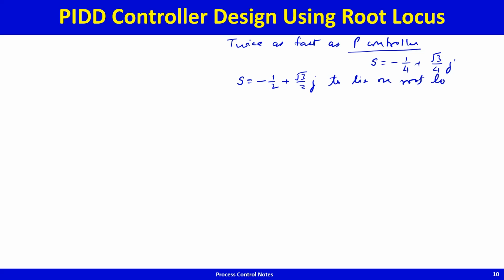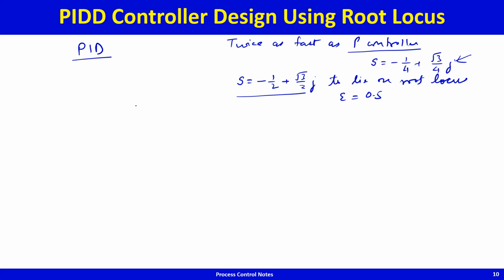So this point, if it lies on the root locus, it will be twice as fast as the P controller dominant pole pair, and epsilon will also be 0.5 as desired. So again, we will have to invoke the angle condition, and one can see, okay, let me try a PID controller.